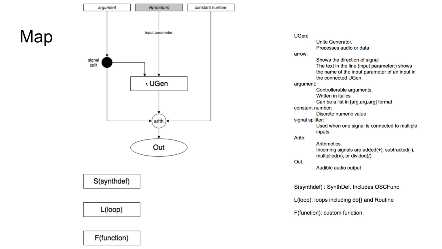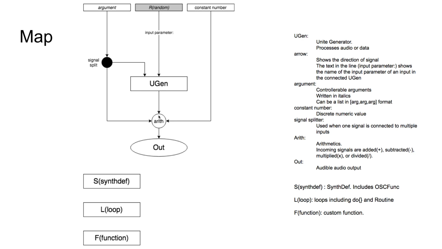Now, your signal does not have to go just from one unit to another. It can duplicate. Whenever you see a black circle, that means the signal is being split. Your argument, for example, can control both a UGen and this circuit called arithmetic. So the signal can be duplicated into many paths, and in your diagram, whenever that happens, I'm going to use a little dark circle to indicate that the signal is going in multiple directions.